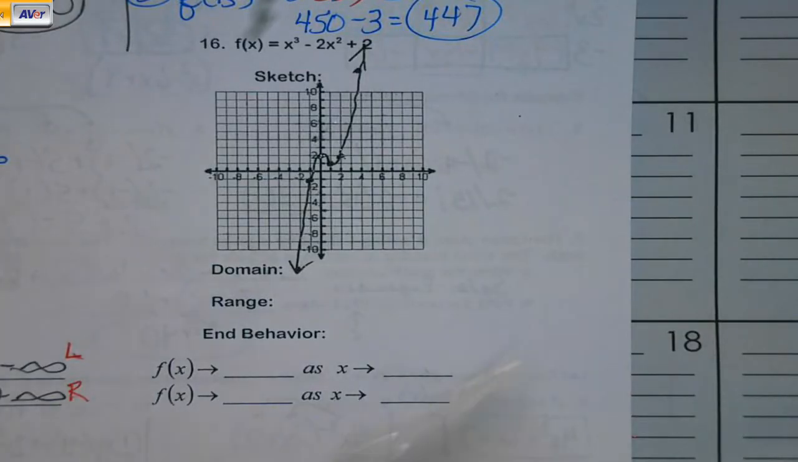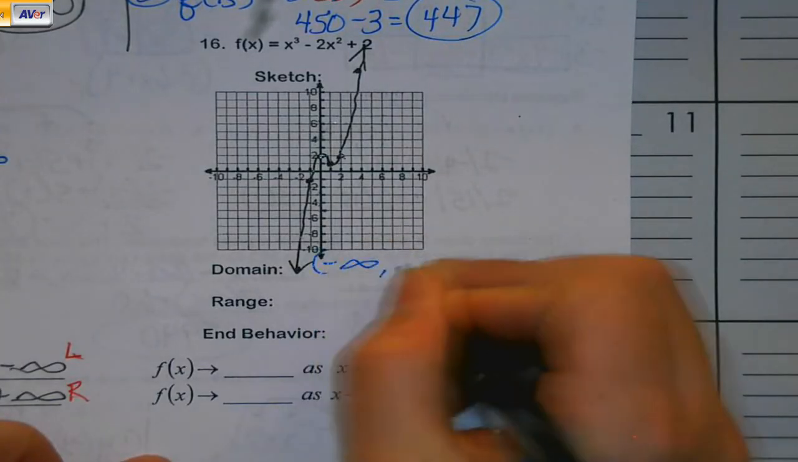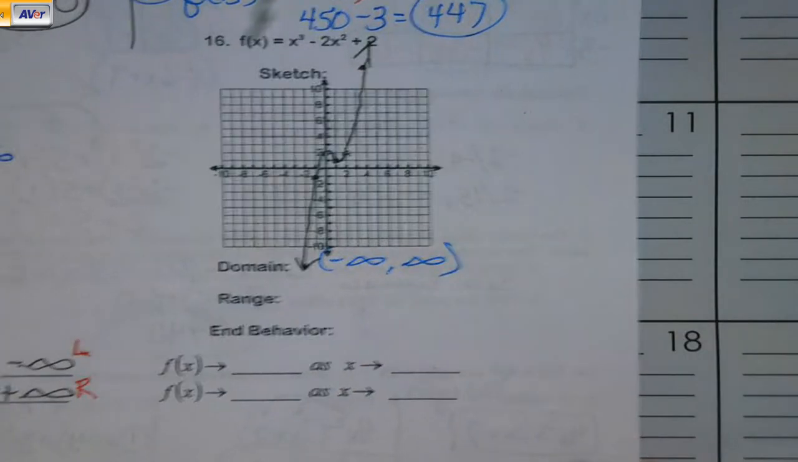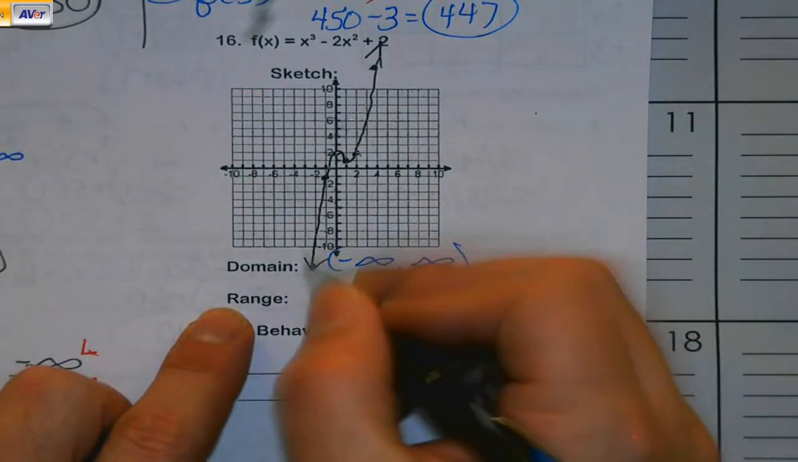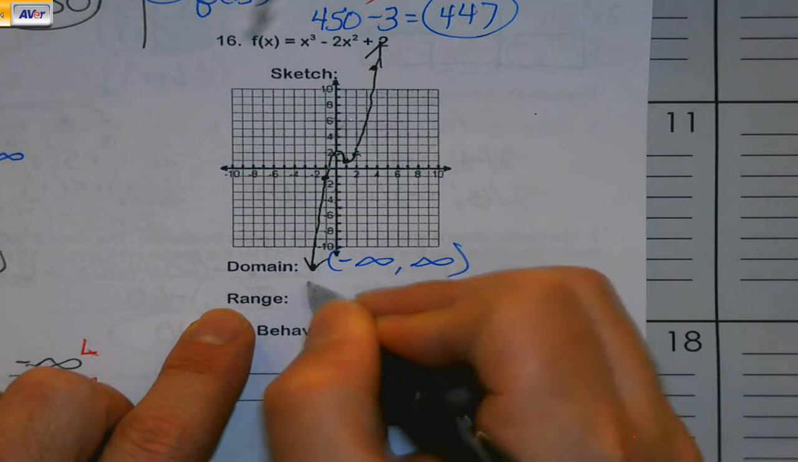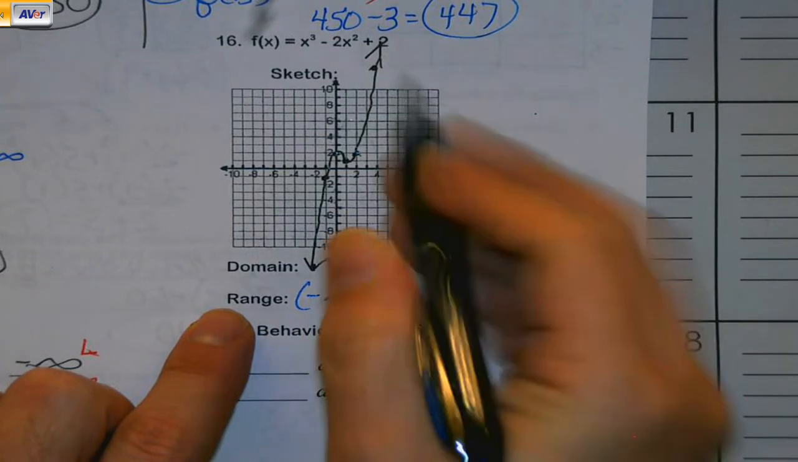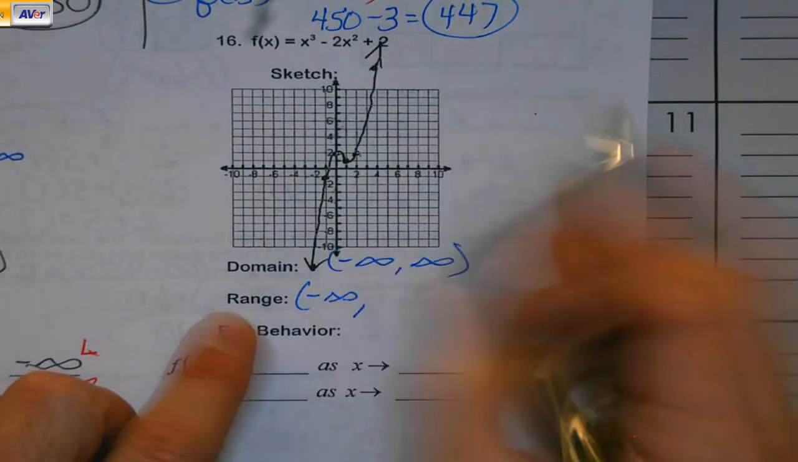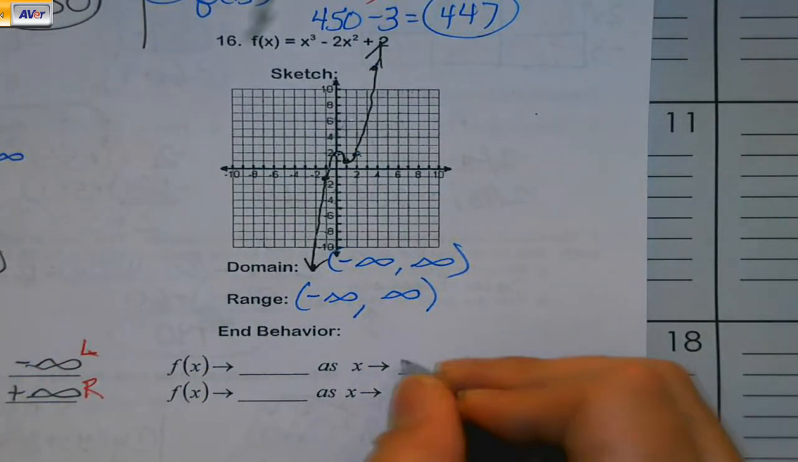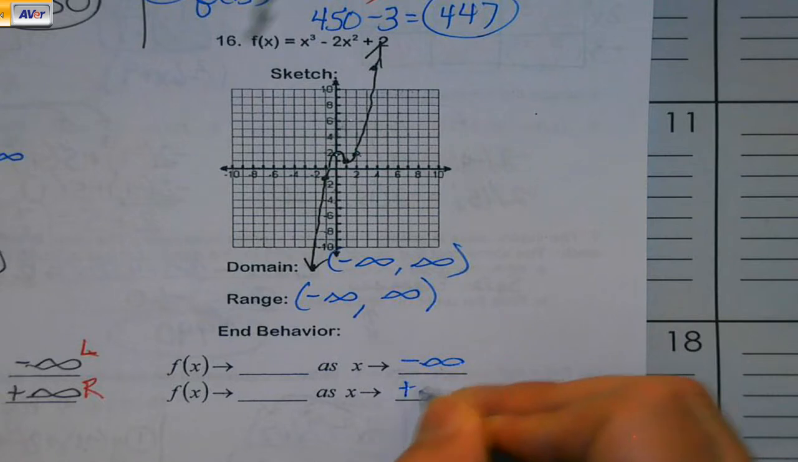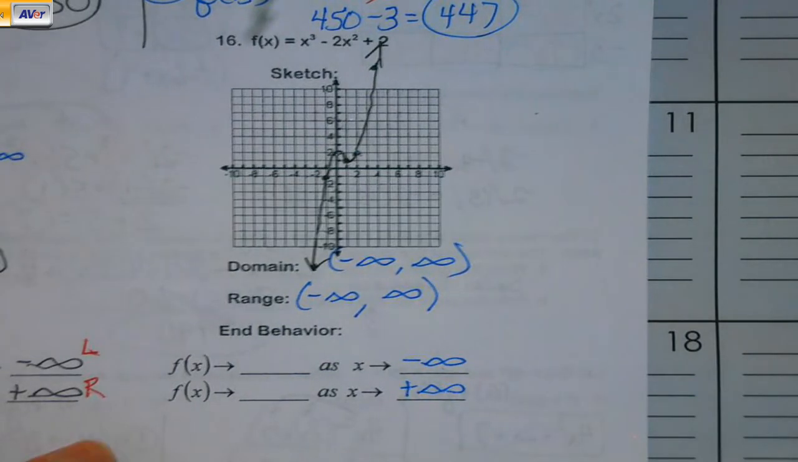So let's see here. Domain, I don't even have to look at the graph. I know what it's going to be. Range. Y values, bottom, forever down, to top, forever up. And then my end behavior, I always know I got one of each for my x's.